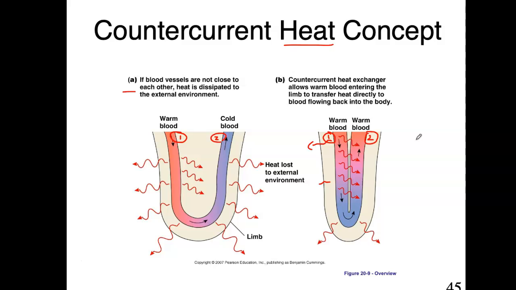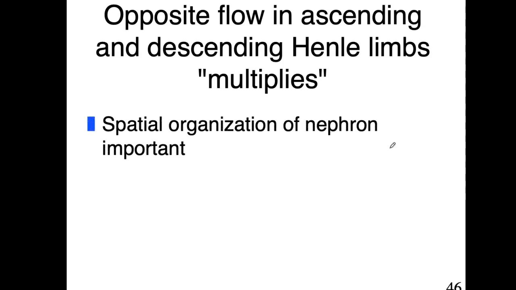So that's an analogy. That happens in the body. That's how we warm up some of these vessels. But let's look at what happens in the kidney. In the kidney, we have opposite flow of blood in the ascending and descending Henle limbs. And that's what's going to allow us to multiply the salt and make it really salty within the kidney. So that spatial organization is very important. If you had already wondered why the loop, why do you have something that goes down and loops back up again, what's the importance of that? Well, there is an importance.